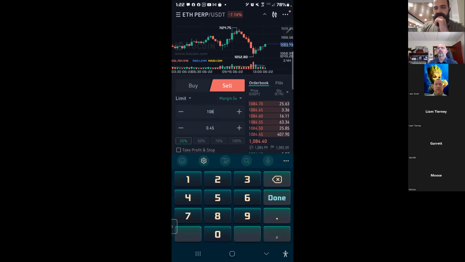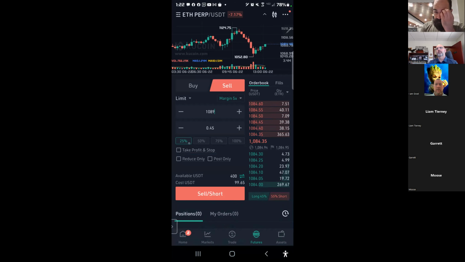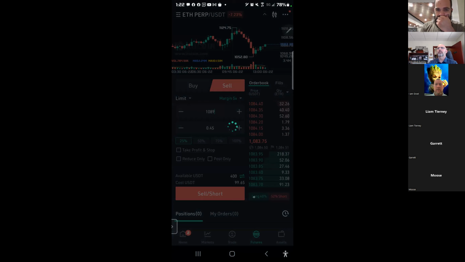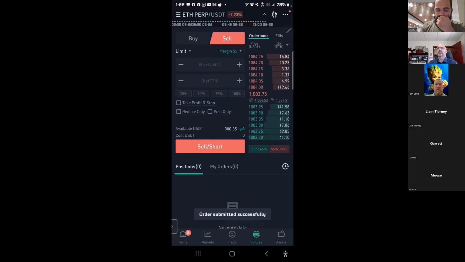And so if I want to do that, I can set the limit order for that. And I can say I want to go short at 1089, and I can hit sell short. And that'll just enter me into the trade. And you'll see it here in my orders, if it shows up here anytime soon.